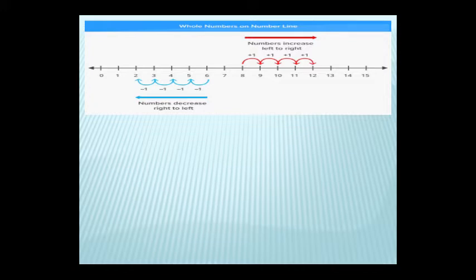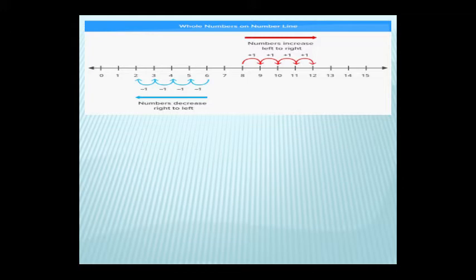And you have to take a whole number for that. See, if you have to add using a number line, you have to move left to right. If you move left to right, the number increases. Increases means adding. So addition: 8 plus 1 you will get 9, 9 plus 1 you will get 10.